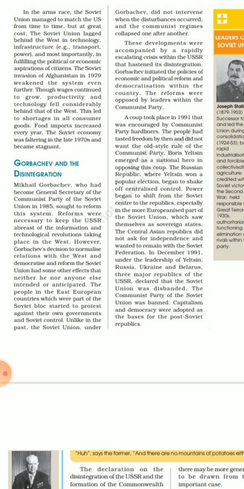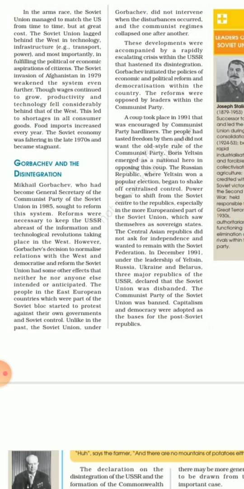Gorbachev initiated the policies of economic and political reform and democratization within the country. The reforms were opposed by leaders within the Communist Party, and a coup took place in 1991 that was encouraged by Communist Party hardliners. The people had tasted freedom by then and did not want the old-style rule of the Communist Party. So Boris Yeltsin emerged as a national hero in opposing this coup.